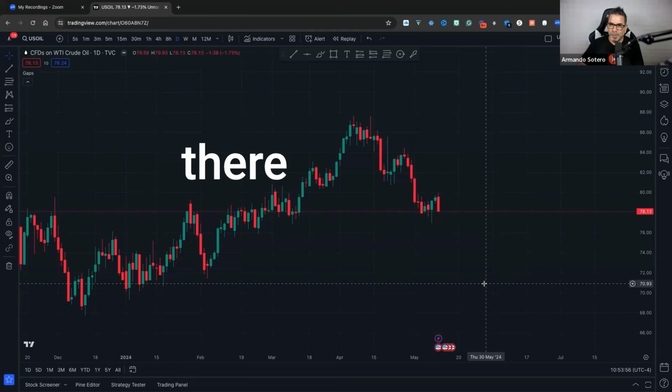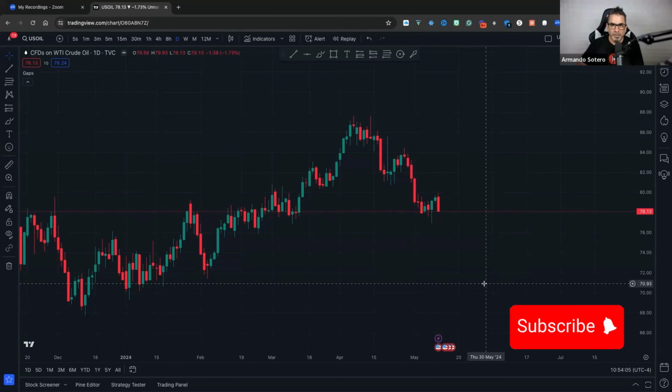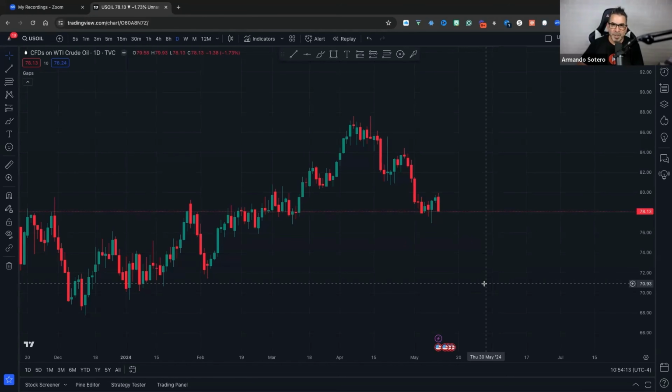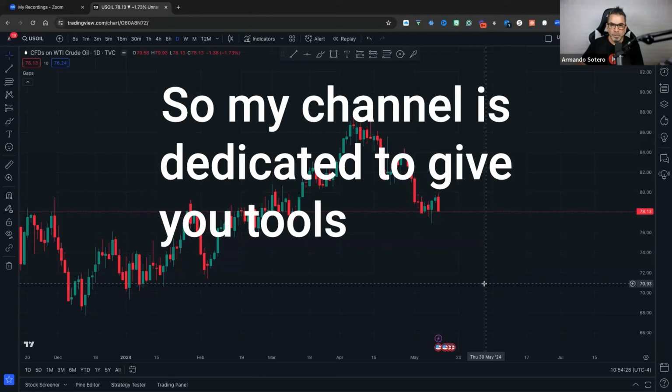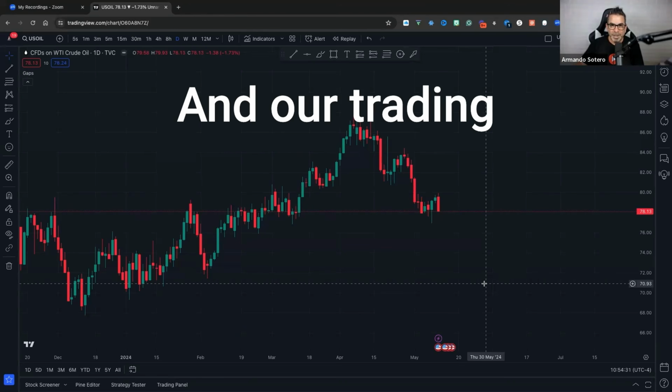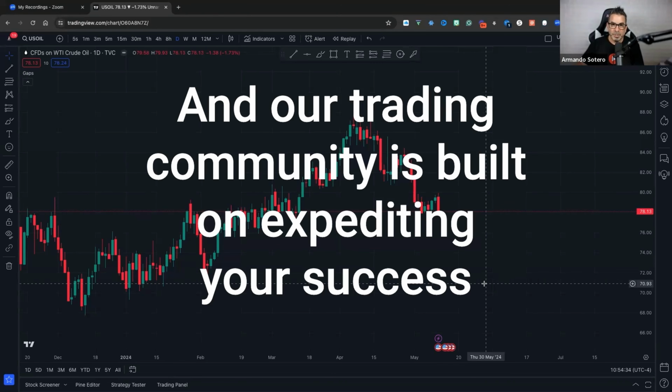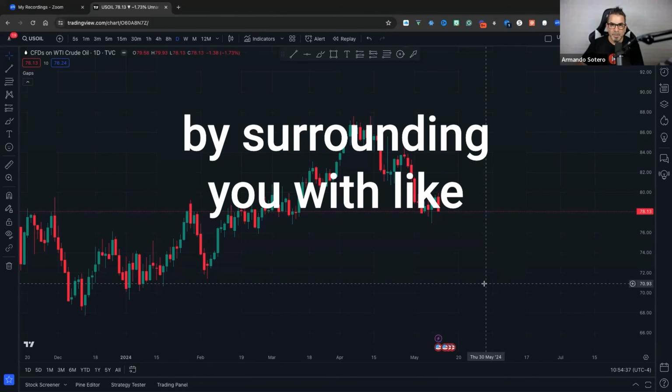Now, saying that, there is no fast route in trading. It literally takes a good 3 to 4 years to truly begin to understand the markets and begin to understand structure. And again, a lot of people make the mistake of joining 10,000 Discord groups and 10,000 Telegram groups. At the end of the day, if you're not investing in yourself and learning the craft, when some of those things go away, you are left with nothing in return. So my channel is dedicated to give you tools to build your success, and our trading community is built on expediting your success by surrounding you with like-minded people.